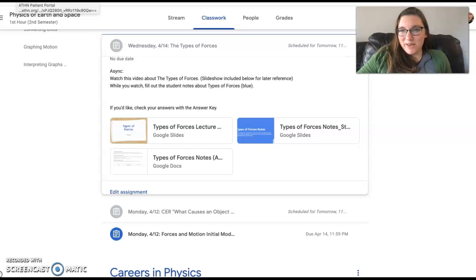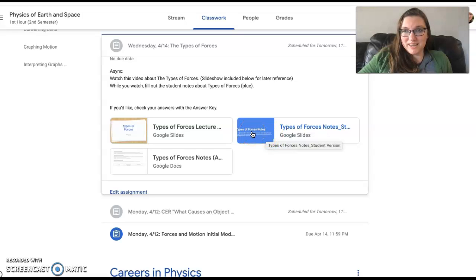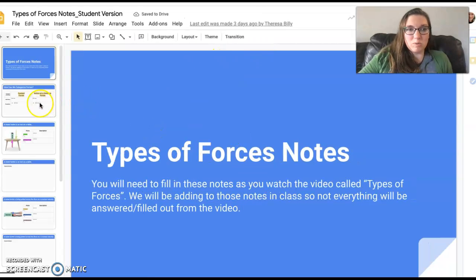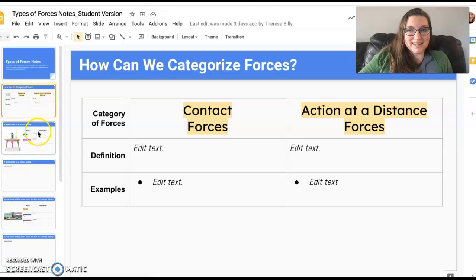Hey physics. Okay, so I'm going to go over this slideshow right here and talk you through it. What you need to do is click on this blue one, and this is your student notes for this. As I'm talking through this, you should be taking some notes in here. You'll see that as I'm talking, this syncs up with what I'm talking about pretty closely.